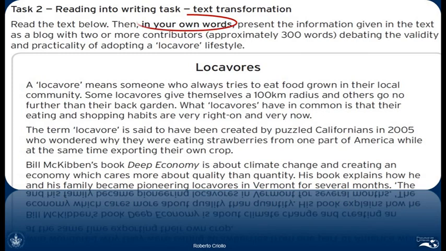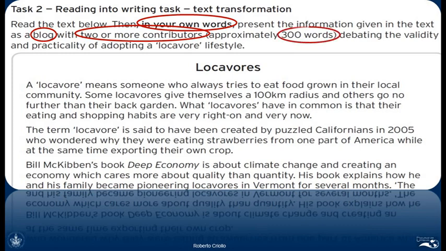If you see they have to use their own words, that means they can read but just use the information, not take it directly from the text, not copy and paste. And also they have to change the form. Okay, this is an article and they're going to write it as a blog. And of course there are two or more contributors, so this means that the person has to write using different points of view, different styles, as if two different people were writing in the blog.